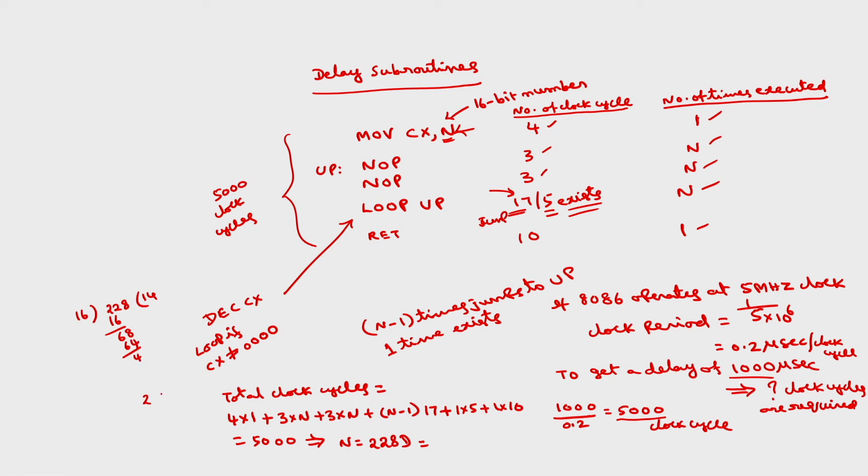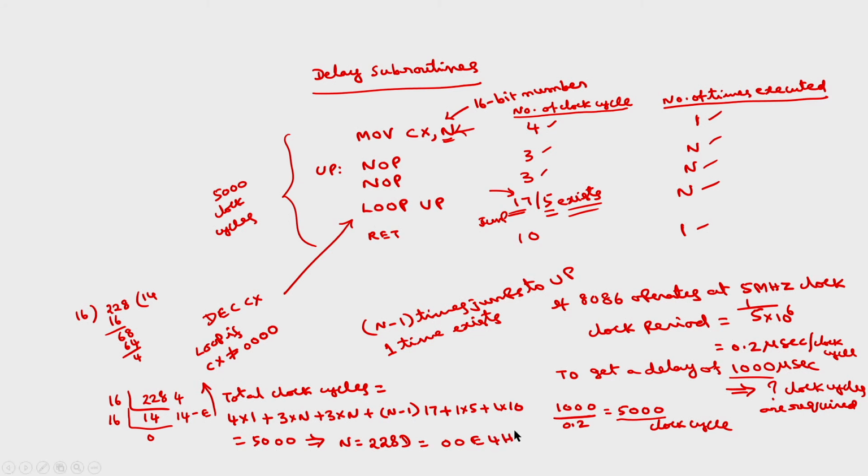So, this 228, if you want to convert into hexadecimal, 16 14s are 224, 4 is the remainder. 16 0s are 0, 14 is the remainder. So, 14 is nothing but E, and you have to read from bottom to top. So, this is equal to 00E4H.